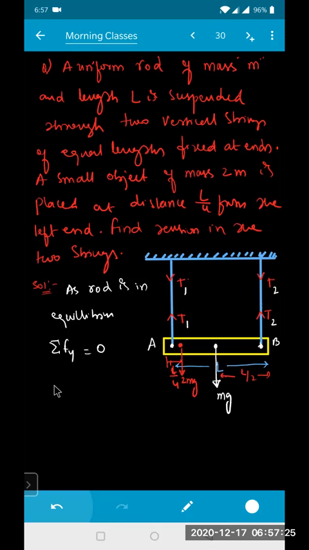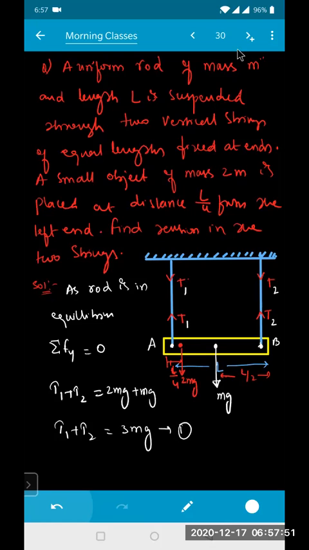So T1 plus T2 must be equal to 2mg plus mg. Right, both T1 and T2 are in the upward direction. These two forces must balance 2mg and mg. That means T1 plus T2 must be equal to how much? 3 times mg. This is my equation number 1.